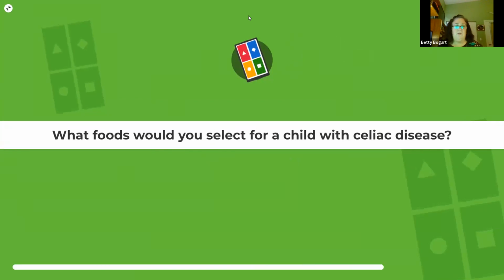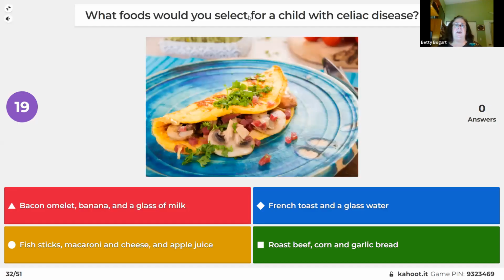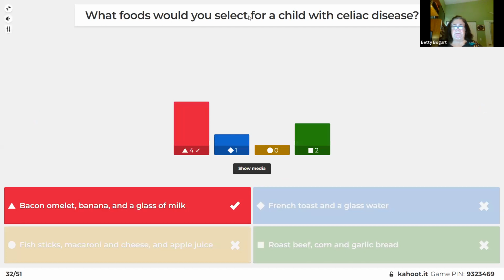What foods would you select for a child with a celiac disease? Well, think about what they can't have. I think that's easier to eliminate. They can't have French toast because it's bread. They can't have macaroni and cheese because, again, that's a starch. And garlic bread they can't have. So bacon, omelet, banana, and a glass of milk is perfect.